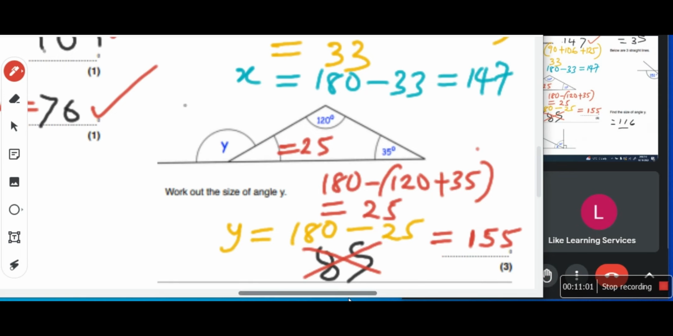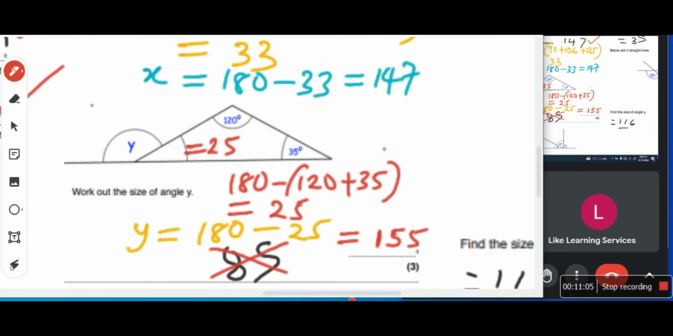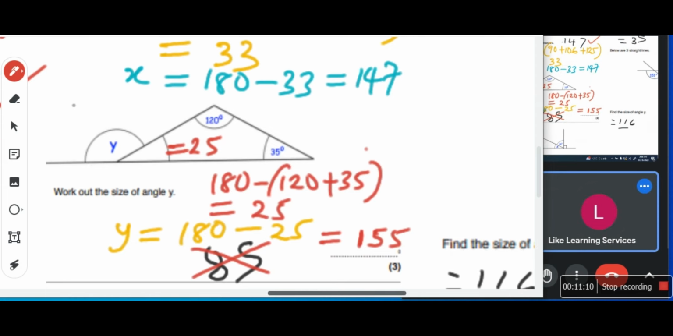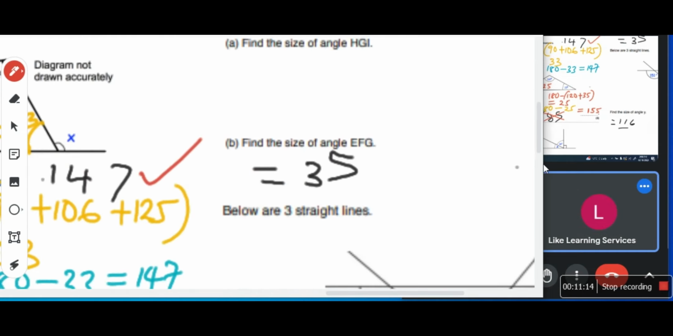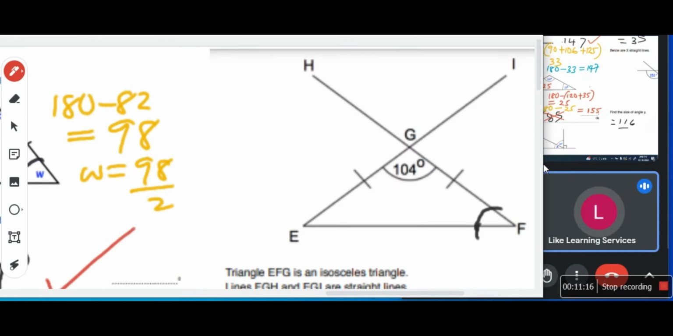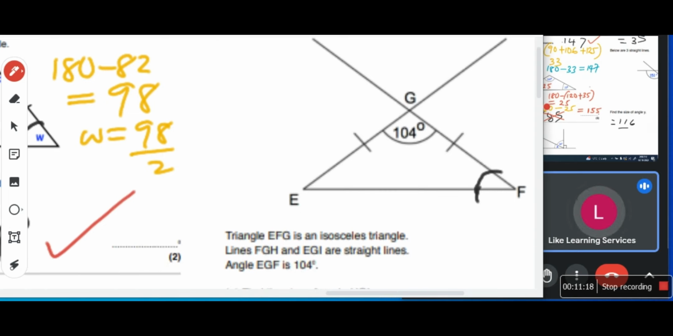Okay. We'll soon be done now. And so this is actually 155. We're almost done. And this one, I think you also got it.